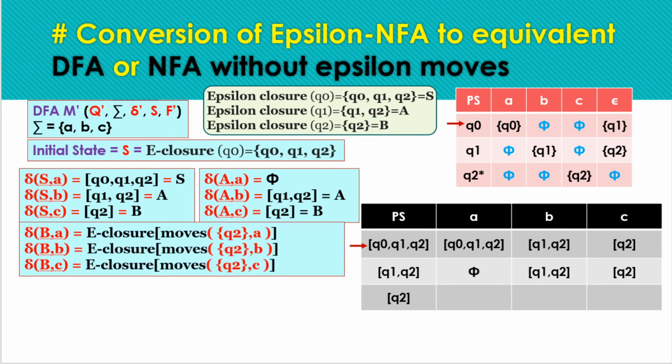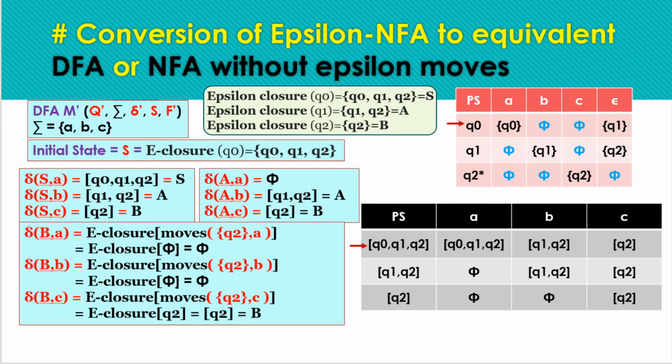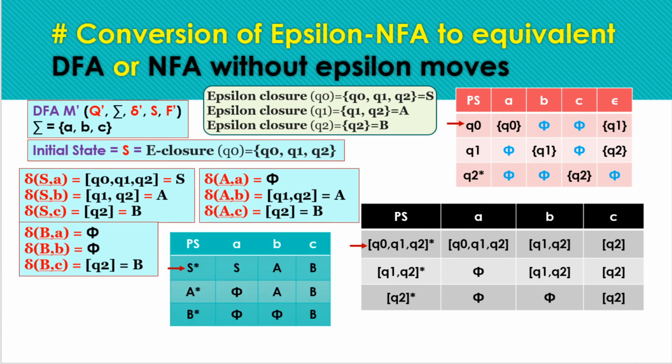So here, repeating the process, for input symbols A, B and C we have to find the moves from Q2, and now we have to find the closure of the resulting union set, and we are getting phi, and here we are getting B. So B is written as Q2 here, you can also write B here. So this is the final transition table. As we got no new state, we are done with the process.